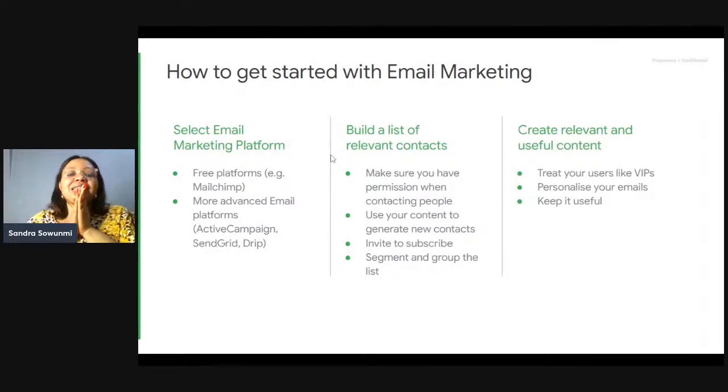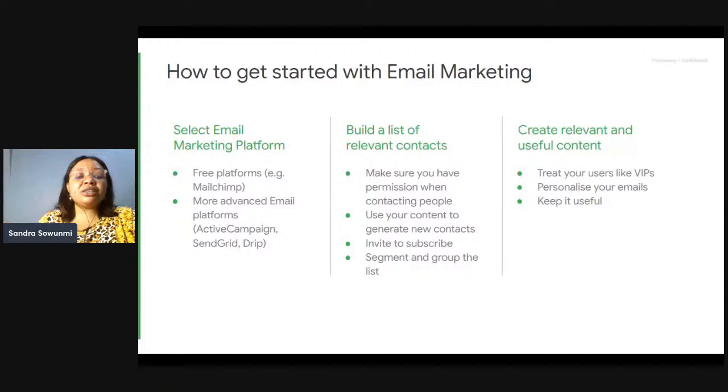Now, how do you get started with email marketing? As you know, there are many email providers out there that you can use. So you have free platforms like Mailchimp. You have more advanced platforms like Active Campaign, SendGrid. You have Drip. Do you understand?